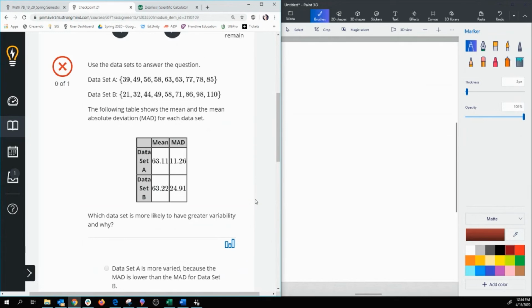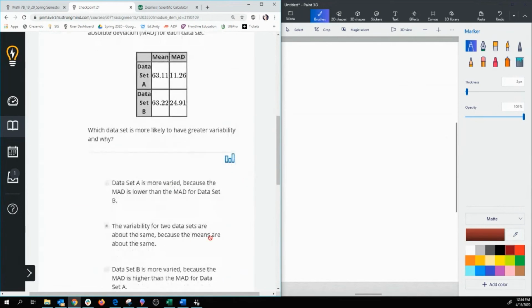So when you guys find this problem, look through those answer choices and let me know if you can figure out which one is more varied. Let's see, so Dawson thinks that dataset B has a greater variability and Jordan thinks dataset A has a greater variability. Okay, so with variability, am I paying attention to the mean absolute deviation or am I paying attention to the mean? Which one?